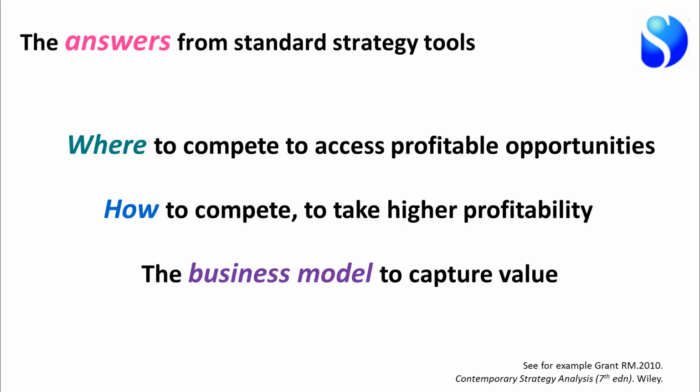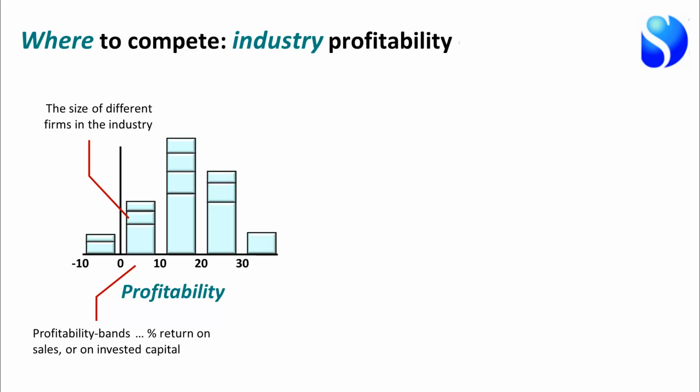And recently, the field has moved on to start talking about business models, the way you put things together in order to capture value. And you'll find plenty on these topics and the various tools and methods around these topics in all the standard strategy textbooks. I happen to use Rob Grant's book, Contemporary Strategy Analysis, for this, but there are lots of books that cover the same kind of ground. So let's address that first question of where to compete.